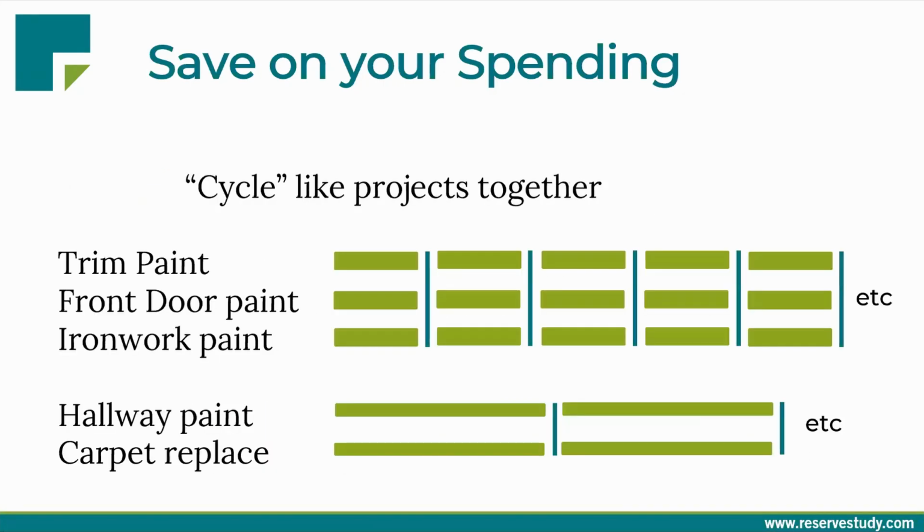So this is a visual about cycling your projects together. The top half of the page here is cycling your trim paint, front door paint, ironwork paint, maybe every 5 years. Boom, do them all together. Every 5 years, do them all together.